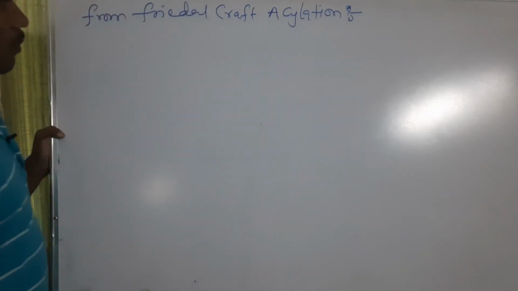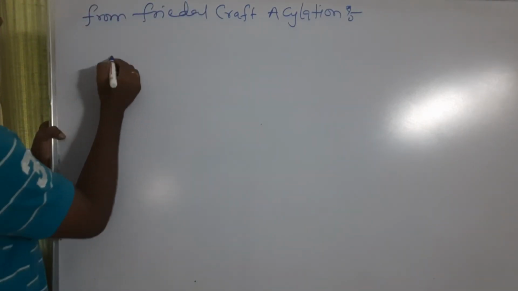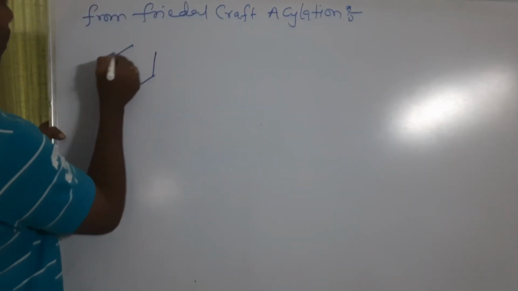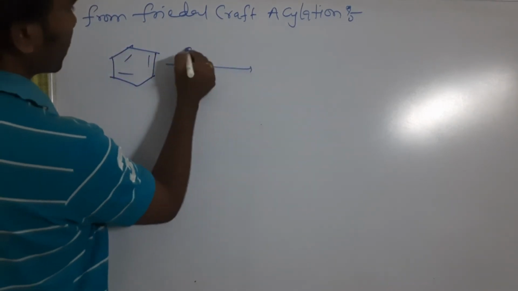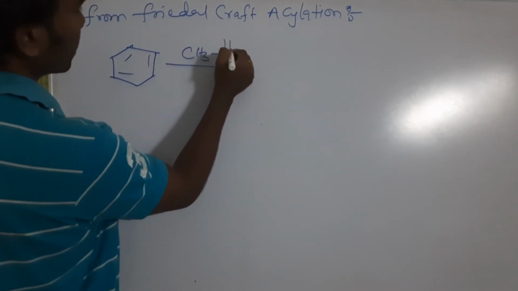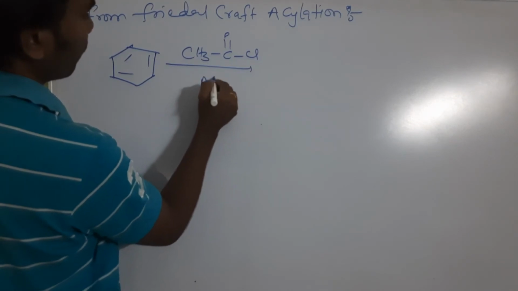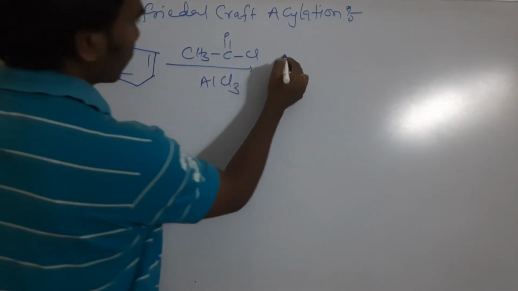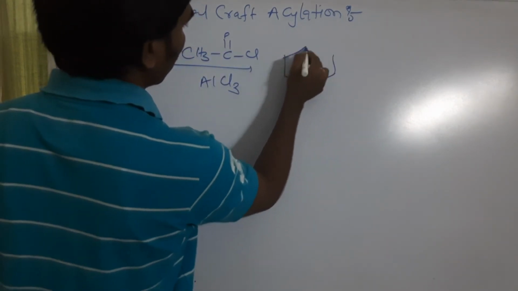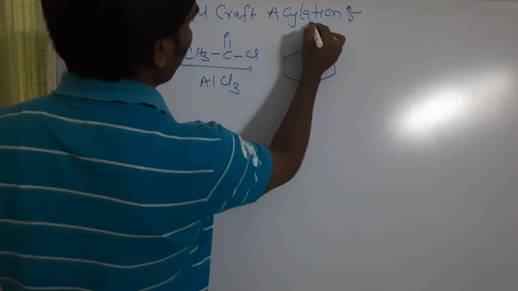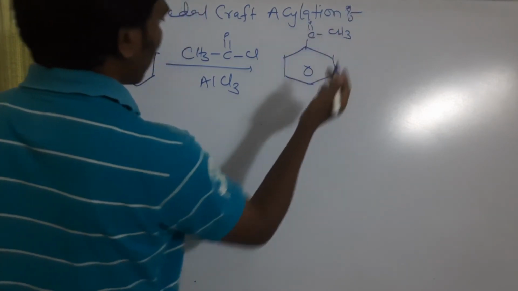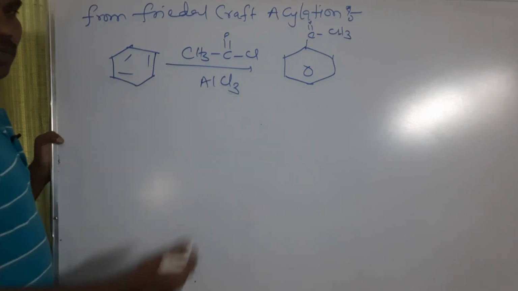Preparation of carbonyl compound from Friedel-Crafts acylation. So this is Friedel-Crafts acylation. Benzene will react with acyl chloride in presence of aluminium trichloride. So then it is going to form acetophenone. Right? So actually this is an electrophilic substitution reaction.